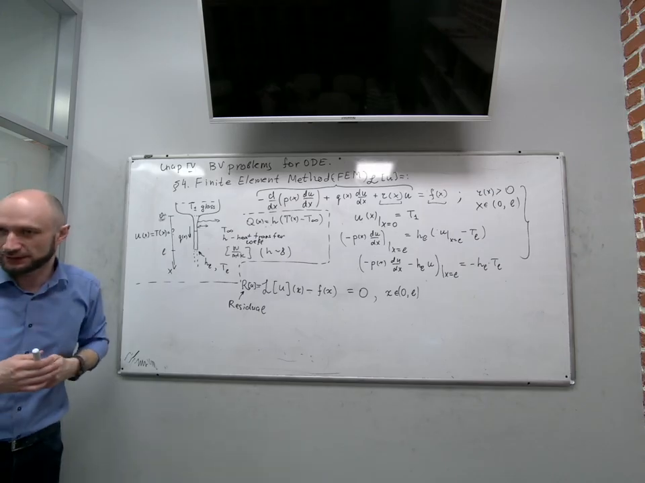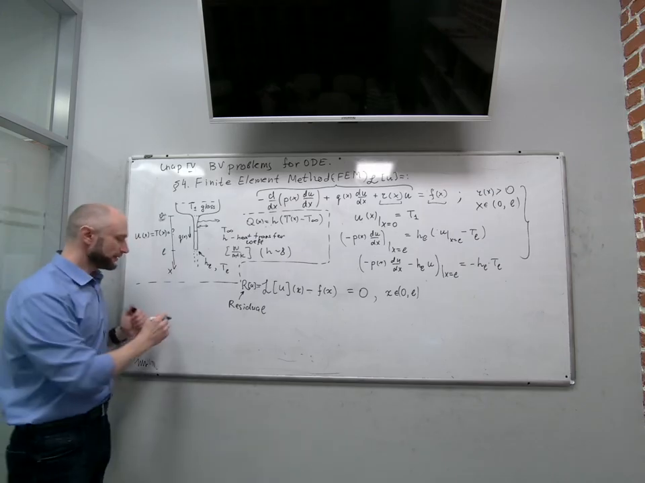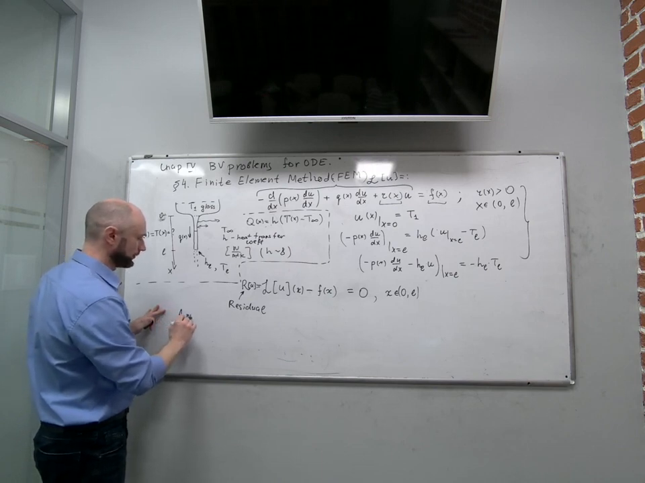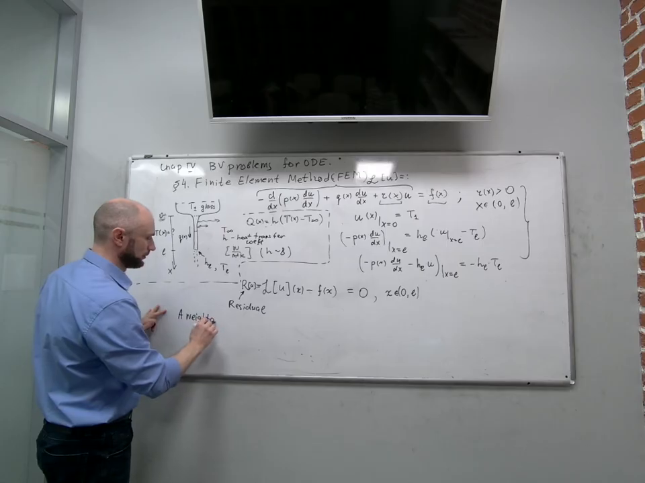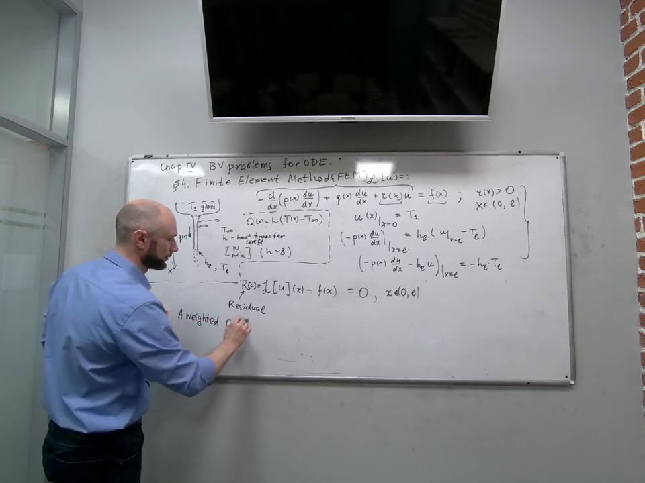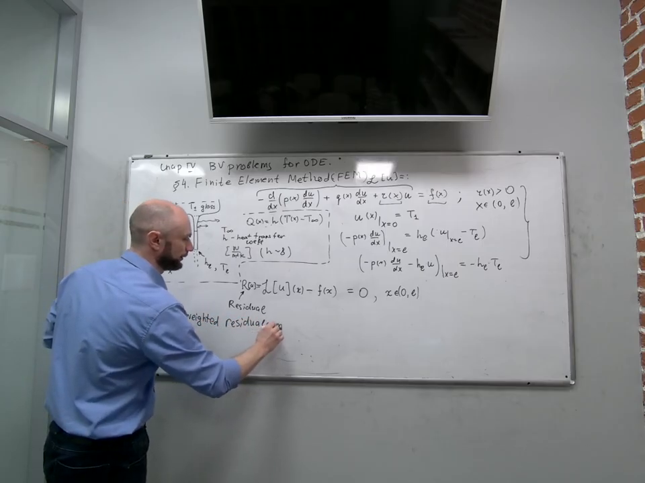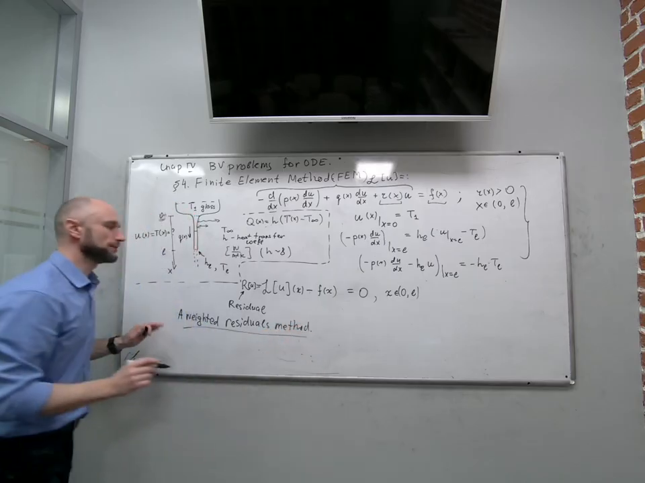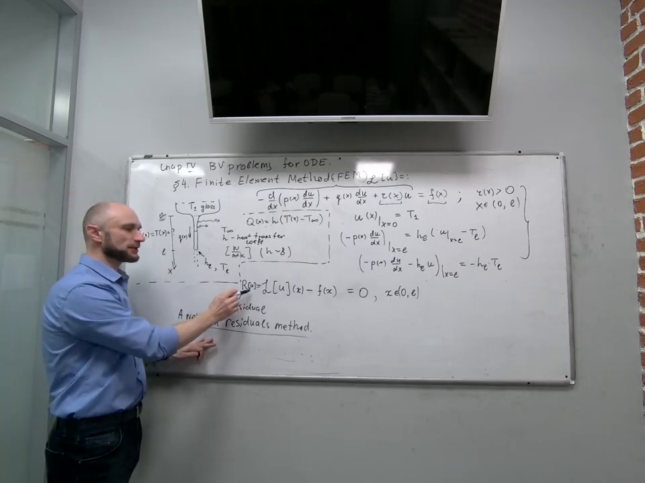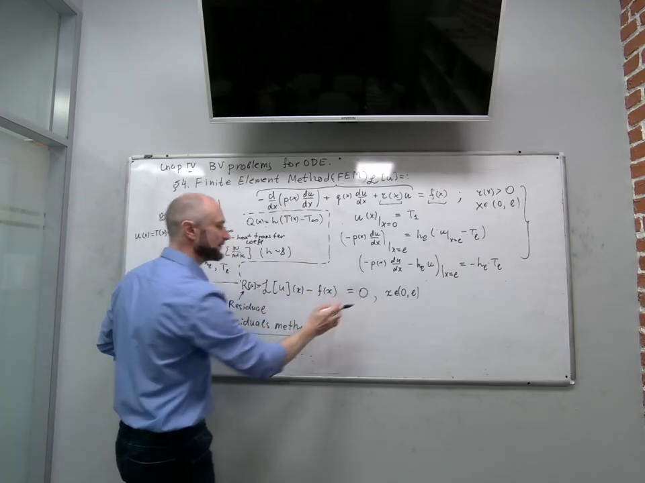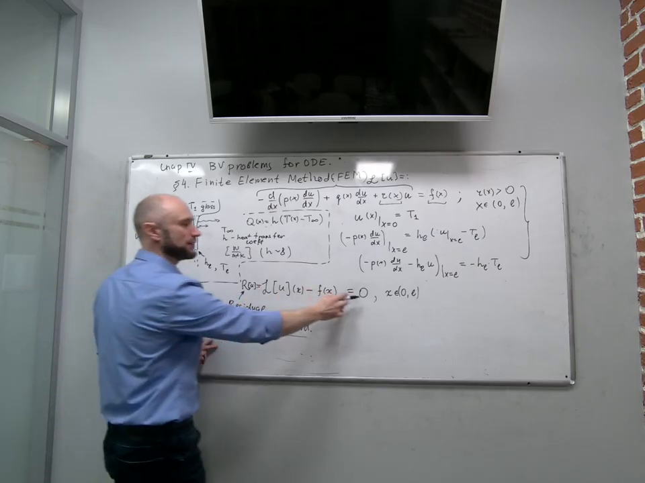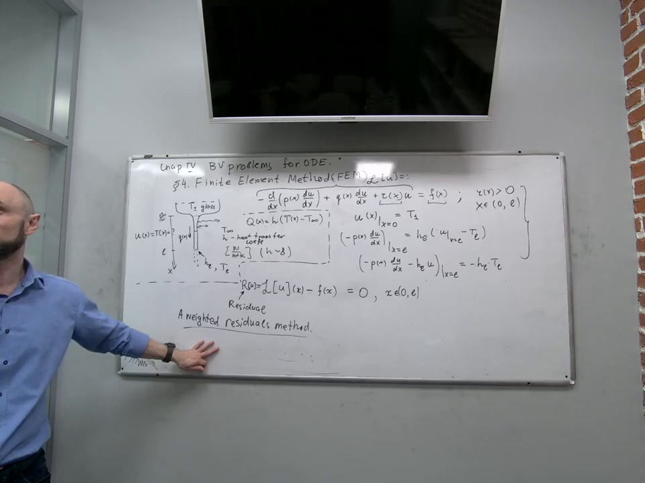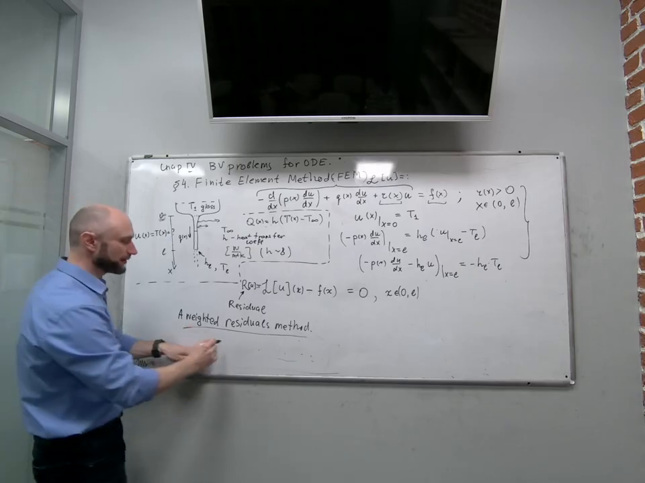How to do that? This idea is called a weighted residuals method. The idea of reducing the smoothness. We can say that we will satisfy this equation, r of u is equal to 0, not exactly, but in some weaker sense. What does a weaker sense mean?